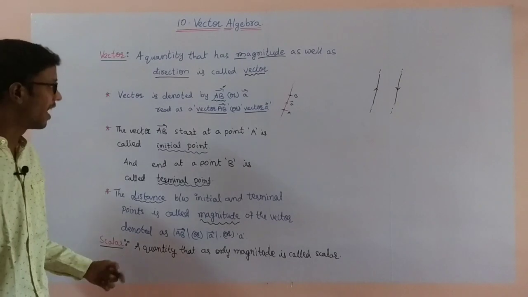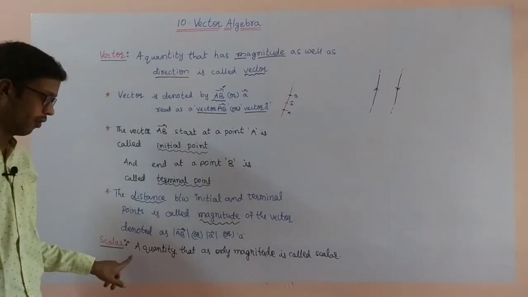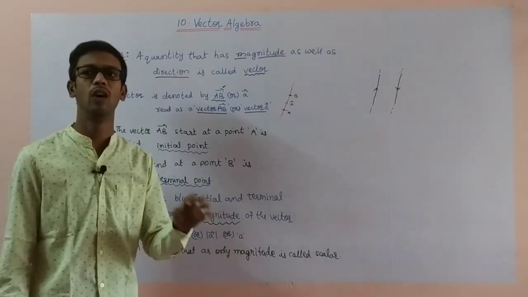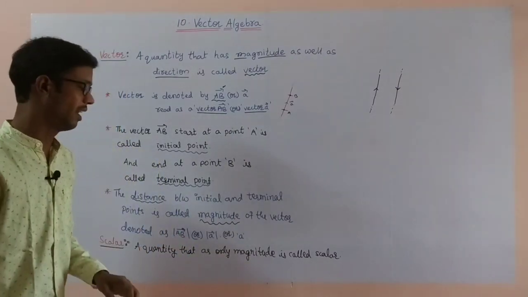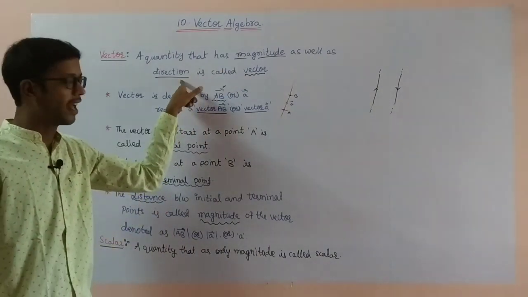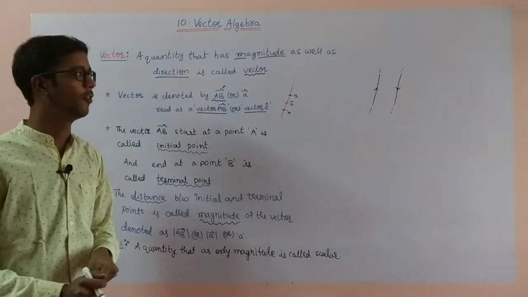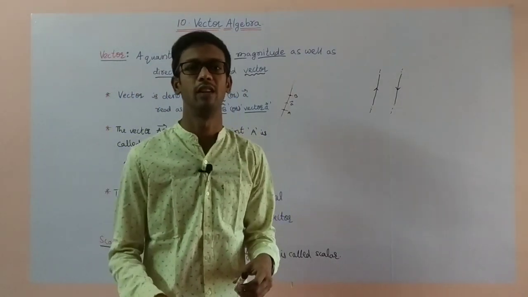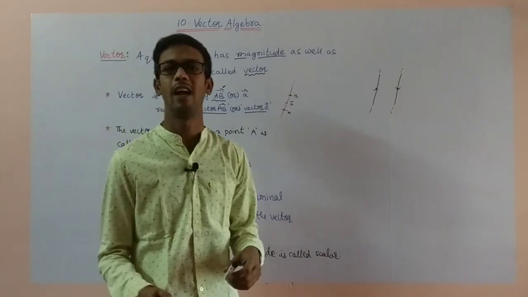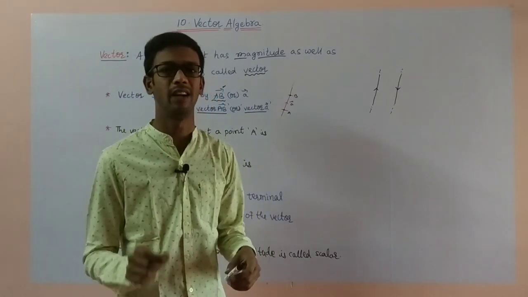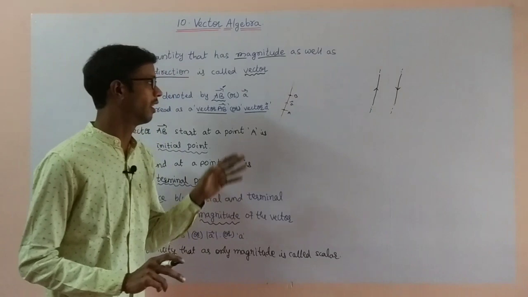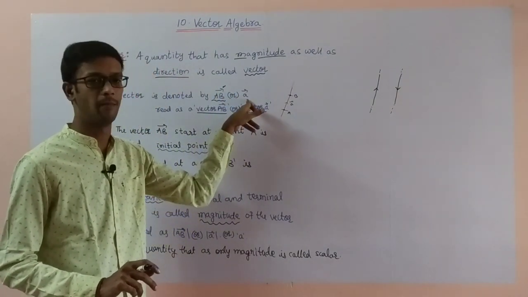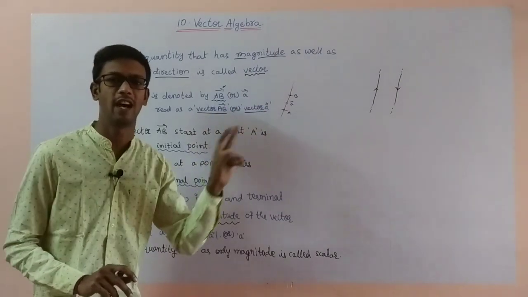Next, scalar and vector. What is a scalar? A quantity that has only magnitude is a scalar. If magnitude and direction are both there, it is a vector. A vector is a quantity which has magnitude and direction. A scalar has only magnitude, not direction. Vectors are denoted by capital letters AB whole bar, otherwise a bar, read as vector AB bar.